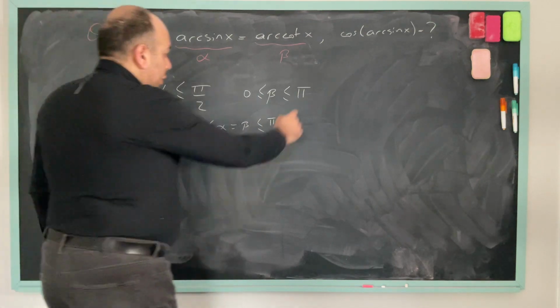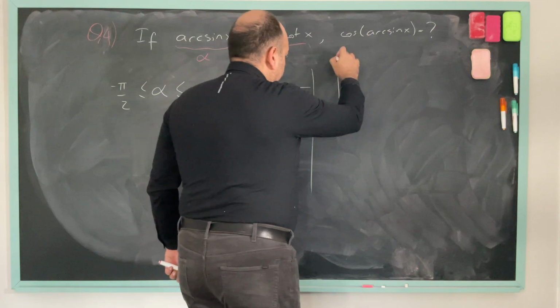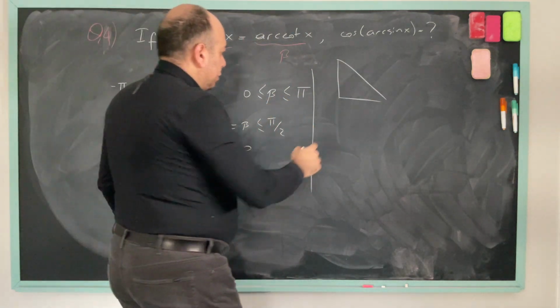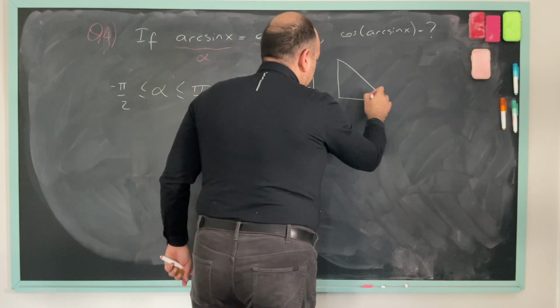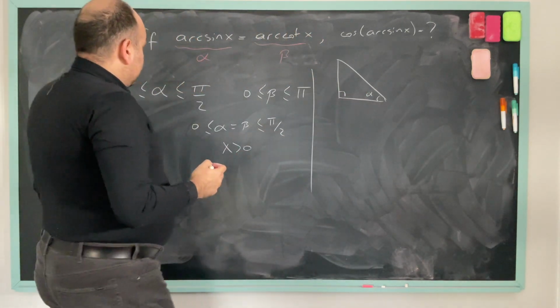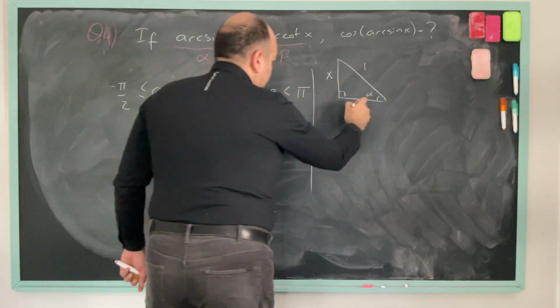Okay, so then the next step is to draw a right triangle and see what this alpha and beta refer to. So let's call it alpha. This is 90 degrees. So sine alpha is x over 1, right? And let's call this y.